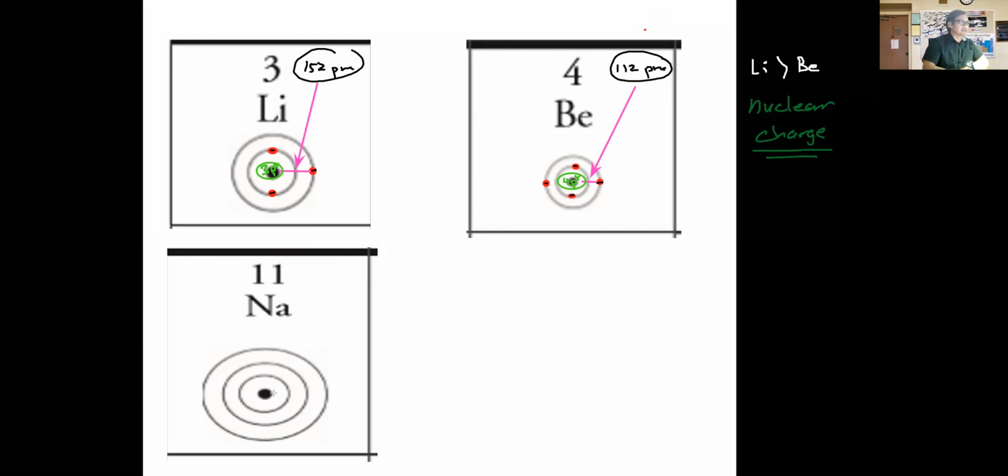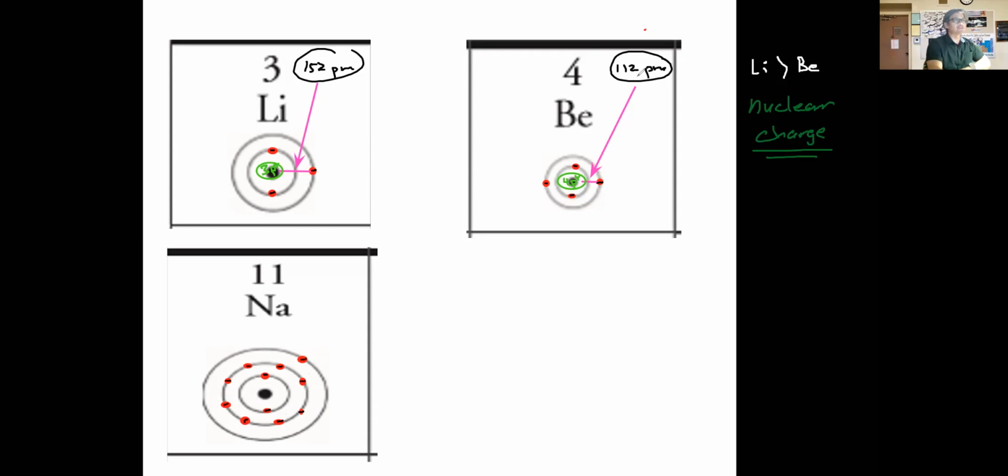We have 11 electrons. We're going to have 2 in the 1s, 2 in the 2s and 6 in the 2p. So in the second energy level, we're going to have a total of 8 electrons. 1, 2, 3, 4, 5, 6, 7, and 8. And then the 1 lone electron is out here. So there are the electrons for sodium: 2 in the 1s, 2 in the 2s, 6 in the 2p, and 1 in the 3s.